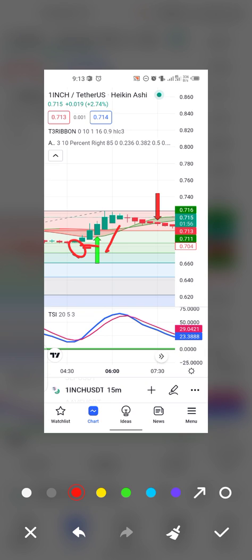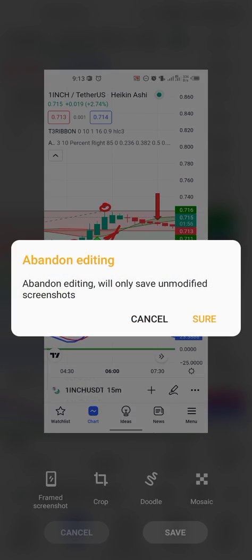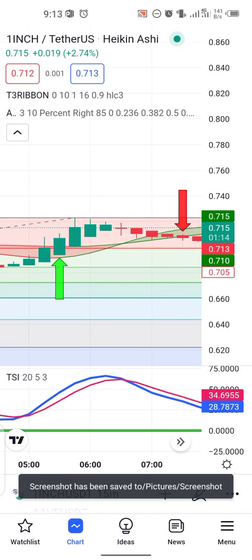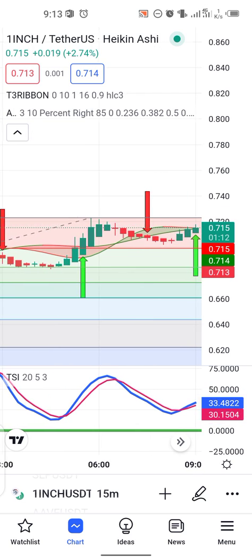You see, like it moved from this line and crossed the next line. So if it breaks through the next line and forms candles, this will be its resistance up here. So if you join a trade on one line, for example, let me just get this up.